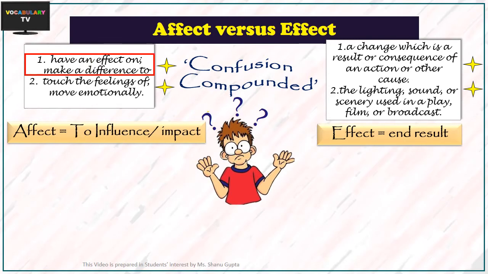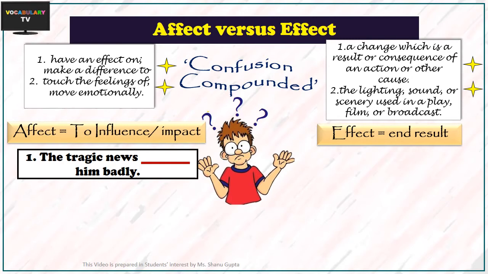Let's look at some examples now where we need to decide between the two words. The crux of the sentence is the same, so you can notice that the meanings of the two words overlap. The first sentence is, the tragic news dashed him badly. Affected or effected? Well, we want to say that the tragic news impacted or had a bad effect on him.